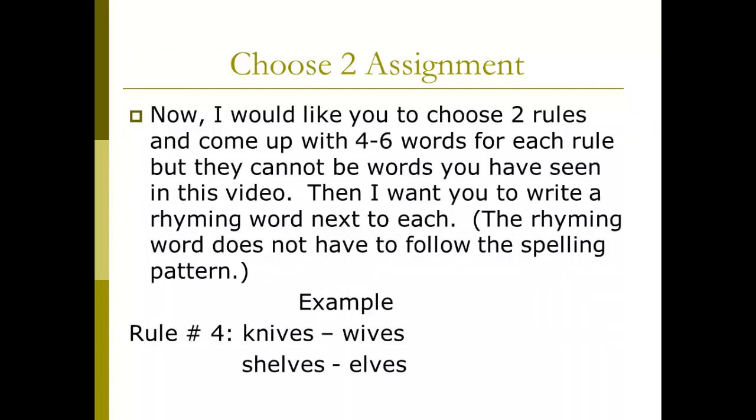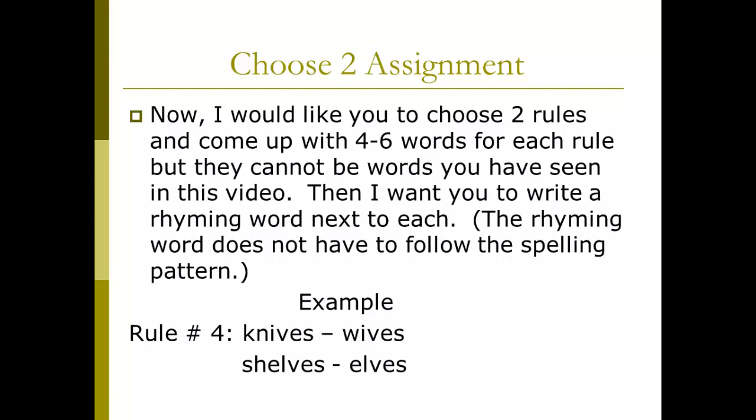Okay, now we have one more assignment. This is called the Choose 2 assignment. I would like you to choose 2 rules and come up with 4 to 6 words for each rule, but they cannot be words that you've seen in this video. Then I want you to write a rhyming word next to each. The rhyming word does not have to follow the spelling pattern.